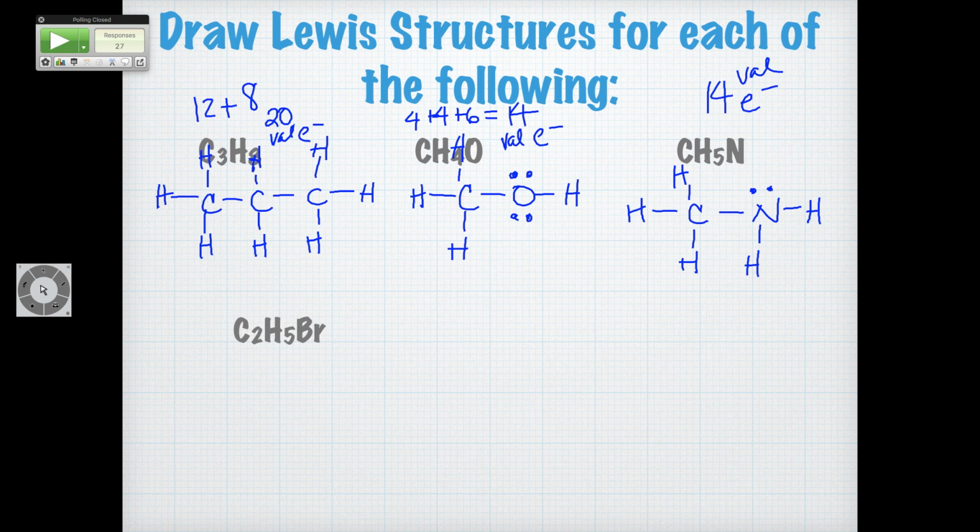C2H5Br. I tell you what, you guys draw it, and I will build a molecule because I want to show you something. While I'm building the molecule, you'll get it all done.